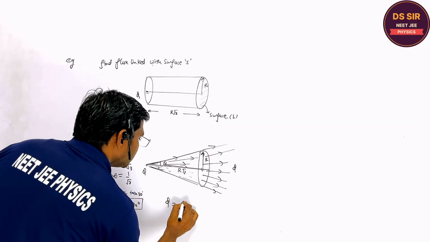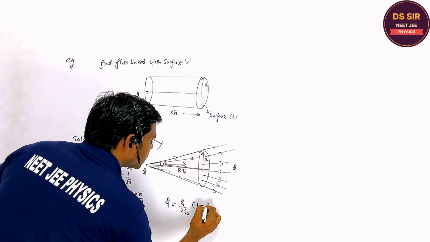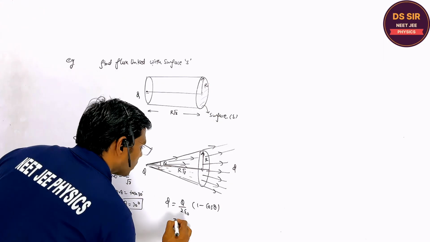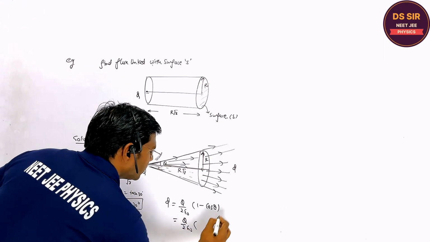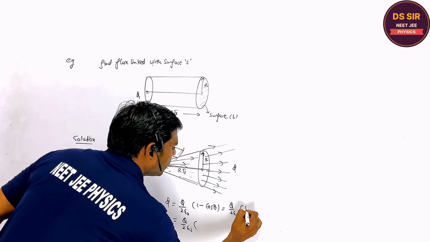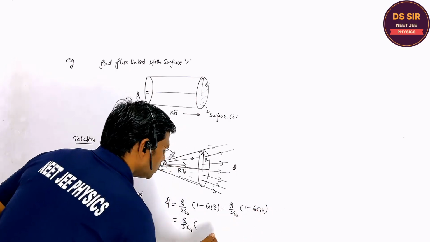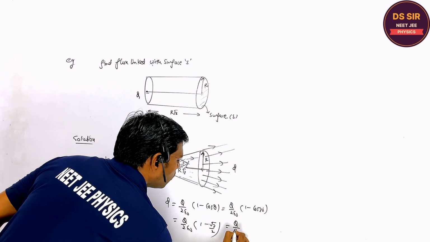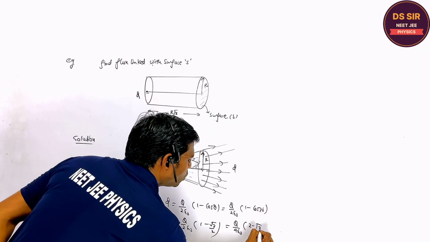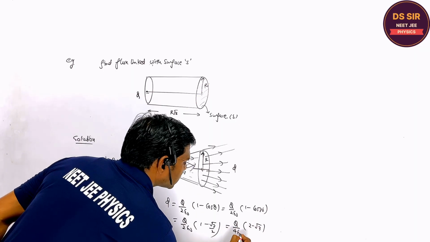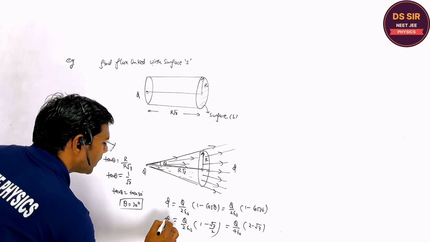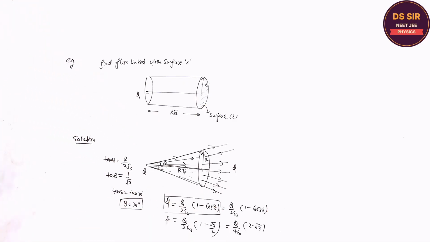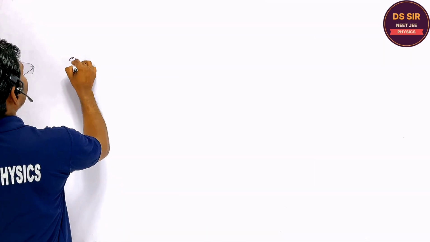So what is the flux? The flux formula is q upon 2 epsilon naught into 1 minus cos theta. That's it. This is the simplest way. Cos 30 value is root 3 by 2, so q upon 2 epsilon naught into 1 minus root 3 by 2. So this is q upon 4 epsilon naught into 2 minus root 3, which is the correct answer. In this way you can apply this formula directly to find the answer. Copy this. So let's do one more question.